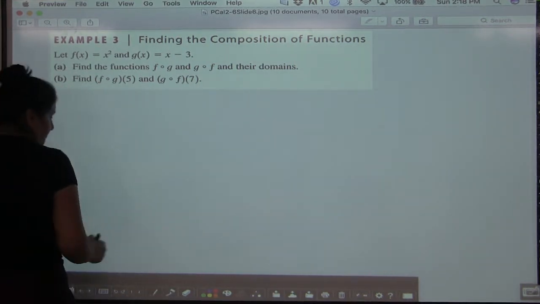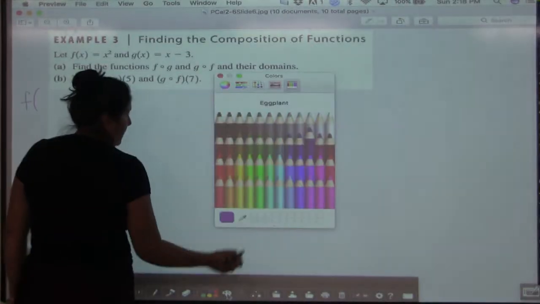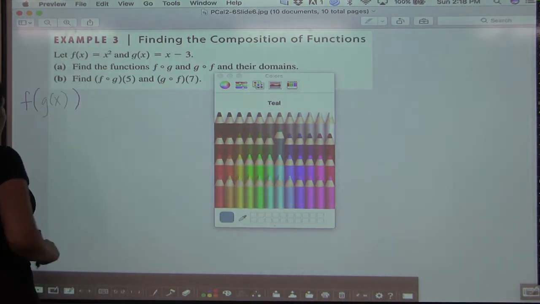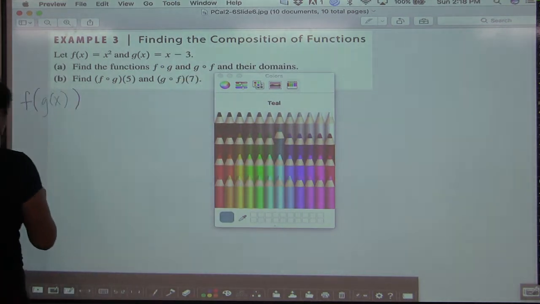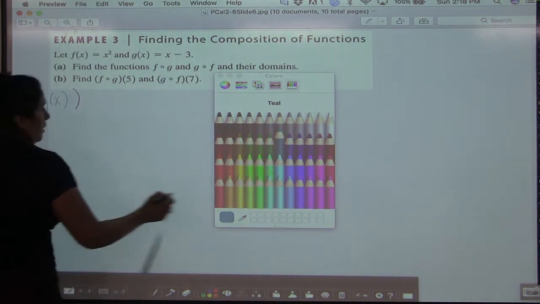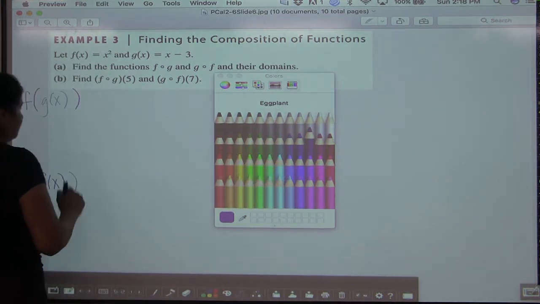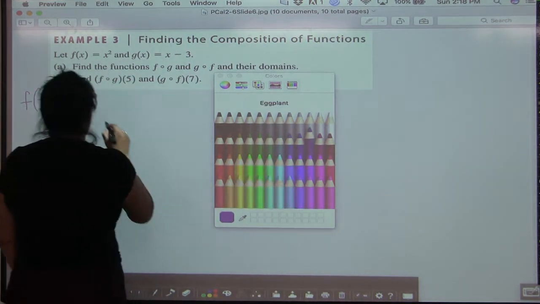And so, sorry, I have to get my color coding going on. You guys know how I need to do that. So like that, the g function is going to be inside. Then they want me to go in the opposite direction and also find g of f of x. So we'll do both of those. Right now we're going to start with the first.